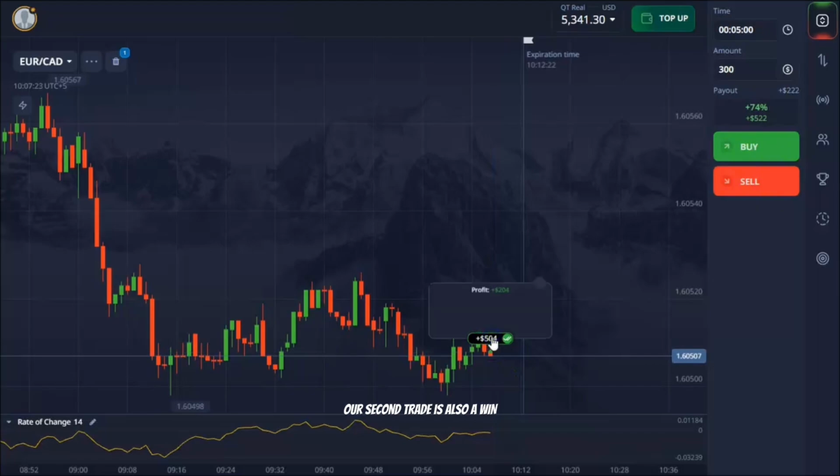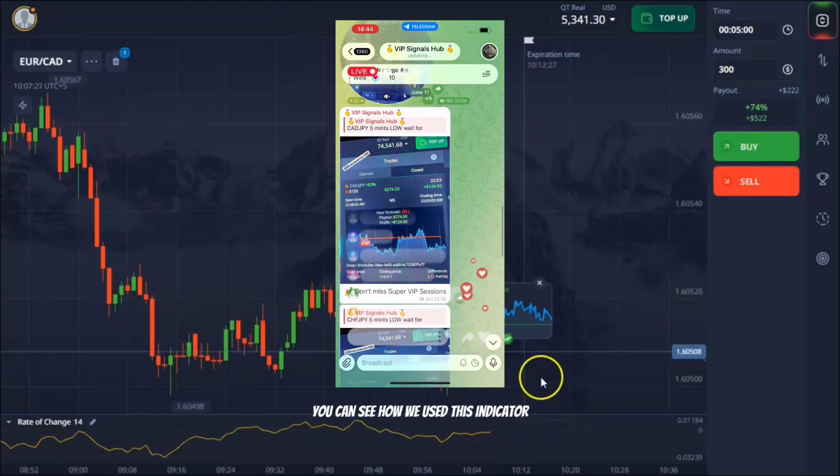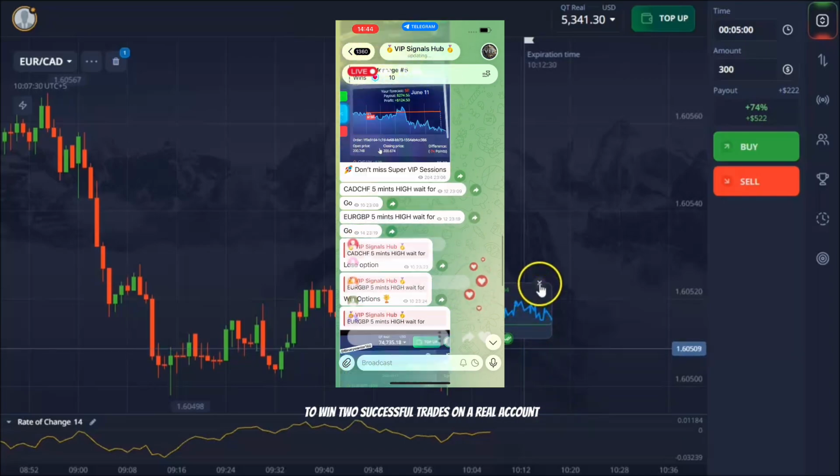Our second trade is also a win. If you also want to improve your trading, you can see how we use this indicator to win 2 successful trades on a real account.